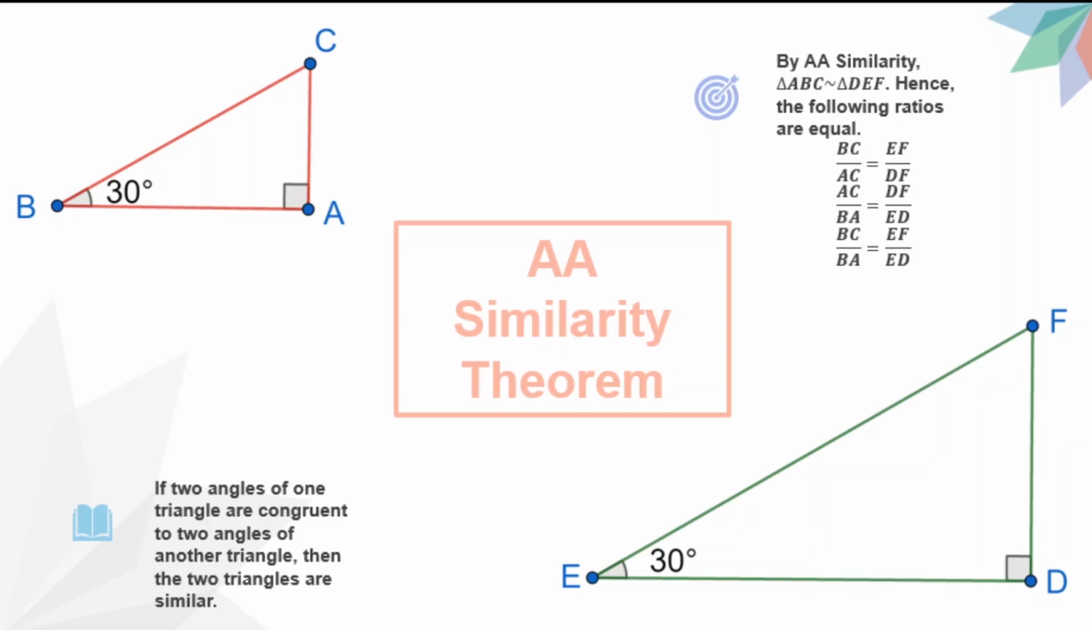Hence, the following ratios are equal. First, the ratio of side BC to AC should be equal to the ratio of EF to DF. Then, the ratio of AC to BA should be equal to the ratio of DF to ED, and the ratio of BC to BA should be equal to the ratio of EF to ED. Again, using GeoGebra, let us show the given ratios.